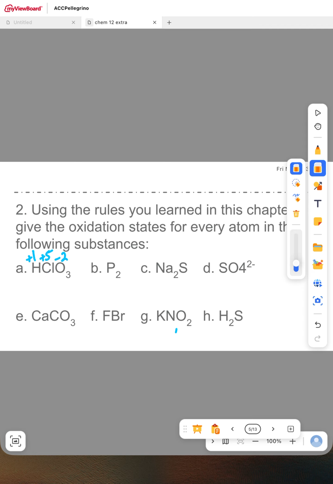So that's that one. All right, when we're looking at phosphorus here, this phosphorus is just the elemental form. It's got an overall charge of 0. There's nothing else. So this is just going to have an oxidation state of 0. So that one's easy. With the next one, we're looking at sodium and sulfur. When we have an ionic compound, sodium would have a +1 charge.